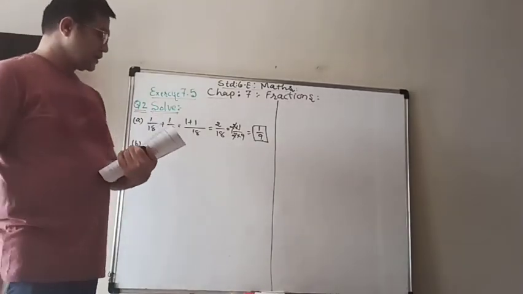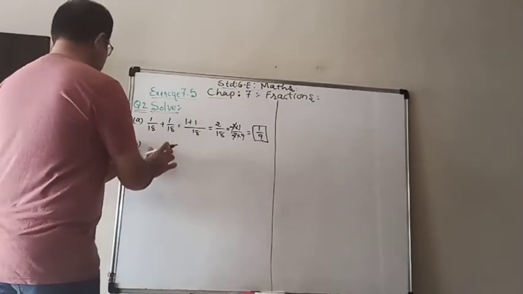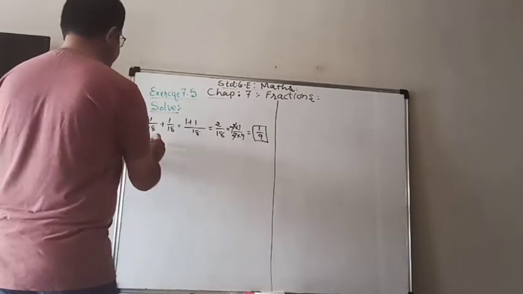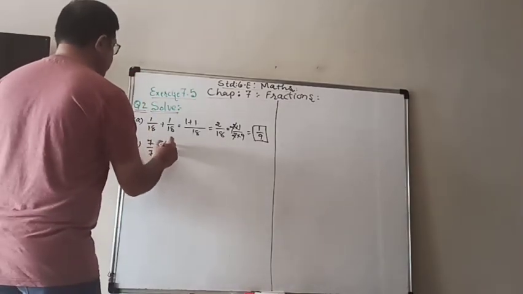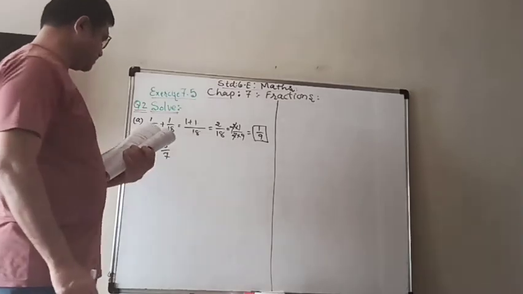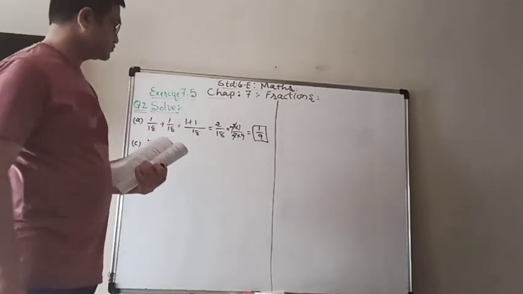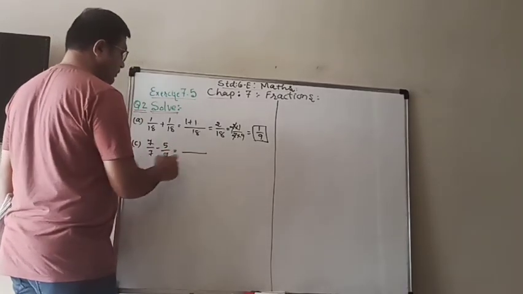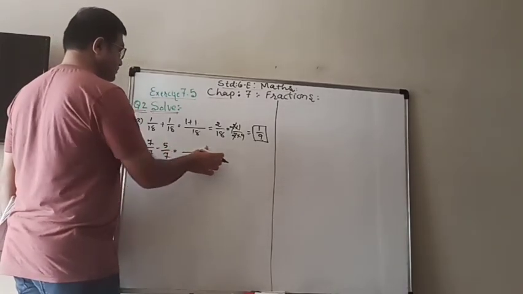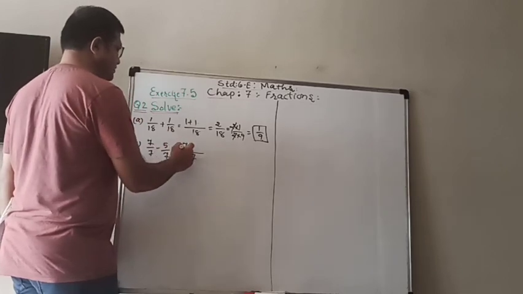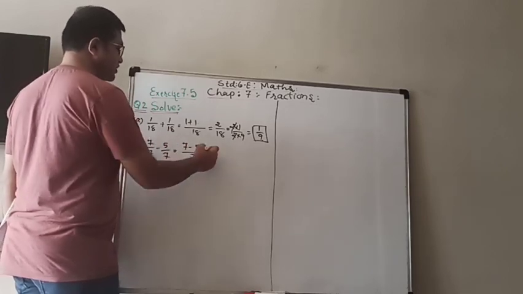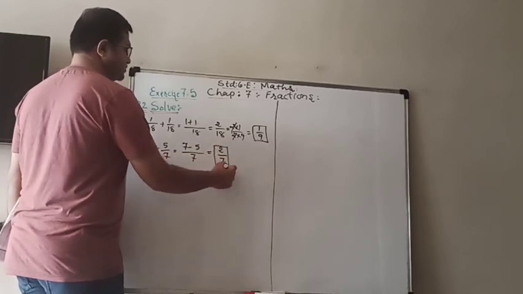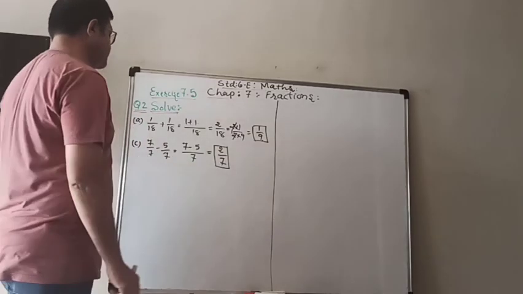Second one. We will do the third one. The remaining you will do in the homework. 7 upon 7 minus 5 upon 7. So now we have the common denominator 7 here, and in the numerator there will be subtraction. 7 minus 5 is 2. So the answer is 2 upon 7.